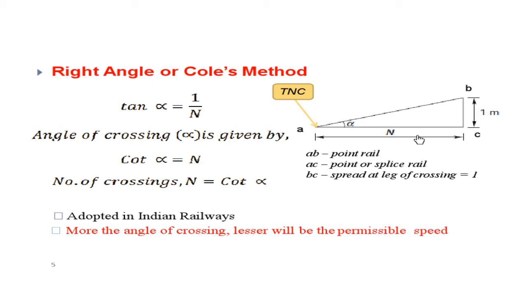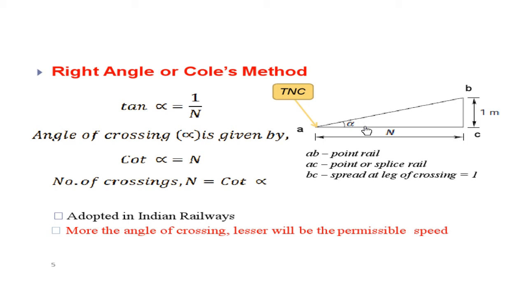In the actual scenario, when you have a crossing like this, this value is taken as 1 meter. When you have 1 meter as in BC, then the corresponding AB value and AC value are taken. The AC value will be the number of crossing value, and then you will find the alpha value by doing the calculation.